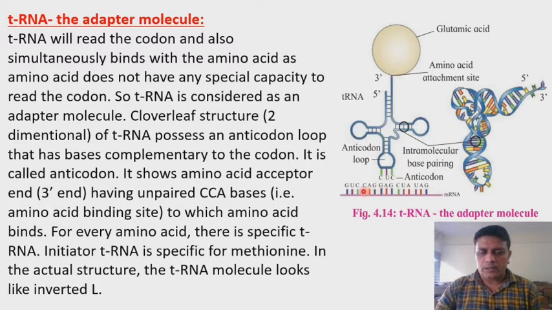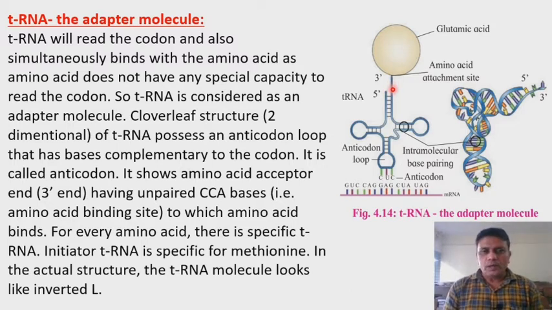Then these codons are read by the anticodon present on the transfer RNA, and accordingly the amino acid is brought and attached to the C3 end of this tRNA, which ends with unpaired CCA nitrogen bases. This site of attachment is called the amino acid attachment site, and the C3 end where the amino acid joins is called the acceptor end.